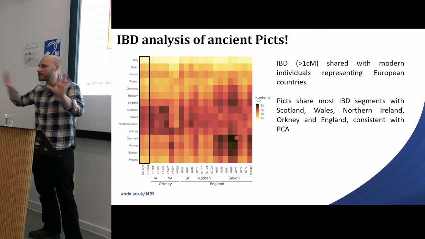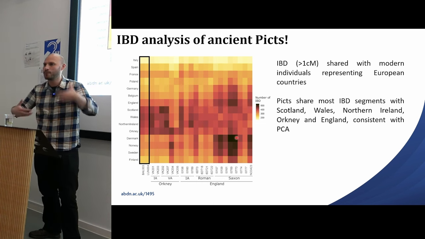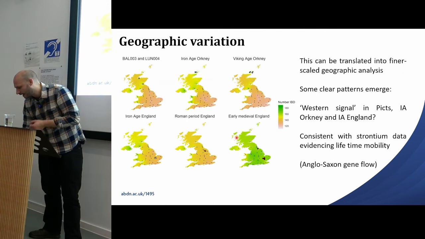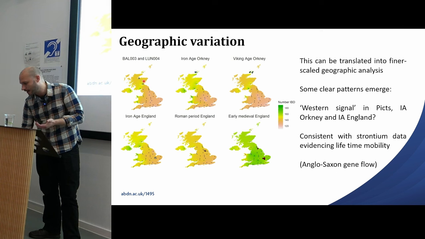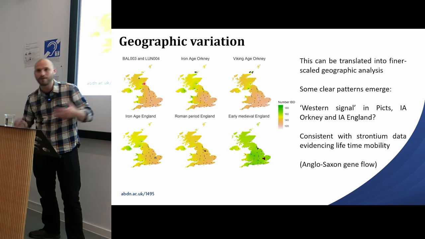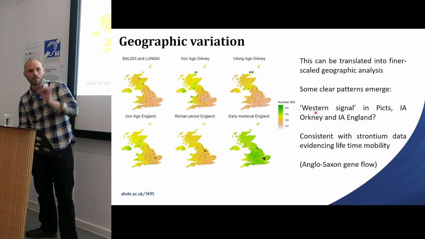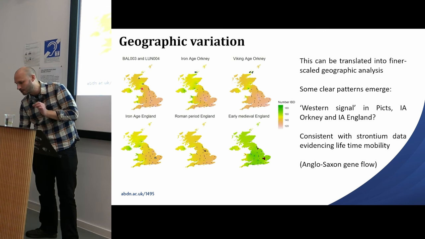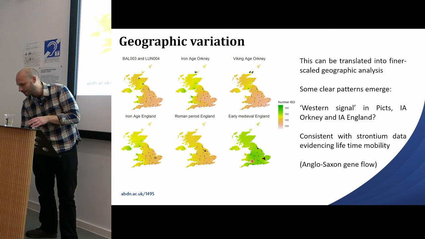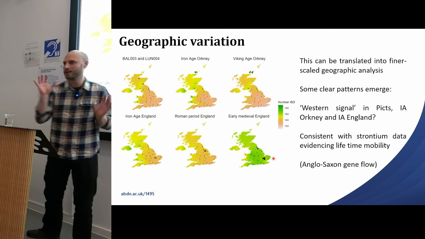So again, we're using other data as a kind of sanity check to replicate our signal. We extrapolated this to geography, right? The green areas are where we find more IBD sharing, and we tend to see what we interpret as a Western signal. There is more IBD sharing between the two Pictish genomes and present-day populations in Northern Ireland, Wales, Western Scotland, and so on, right? And then we compare that against Anglo-Saxon genomes and so on, but I don't really have time to go into that.